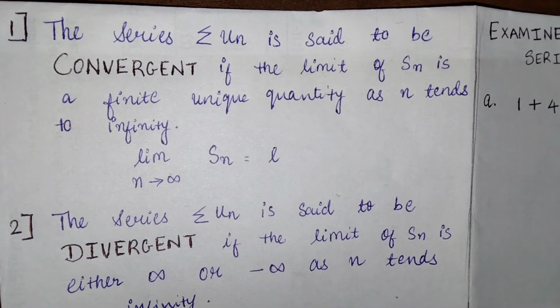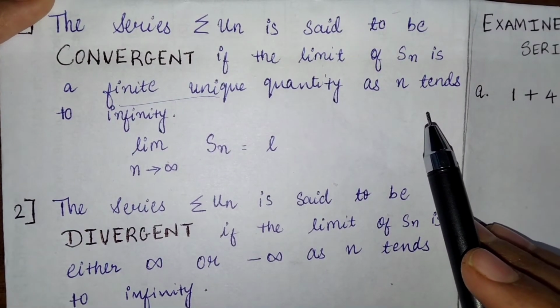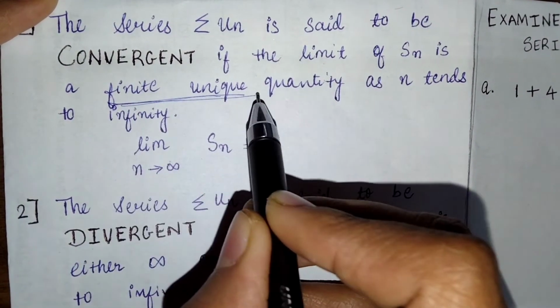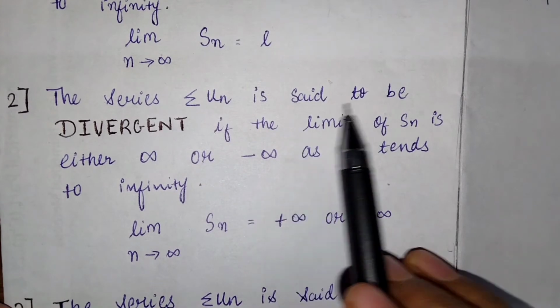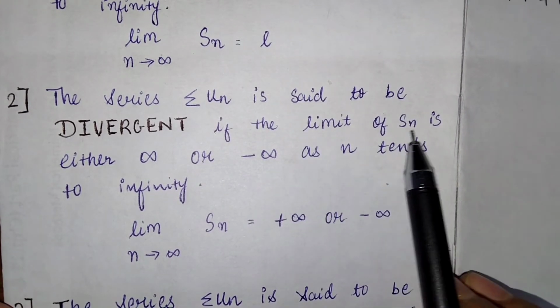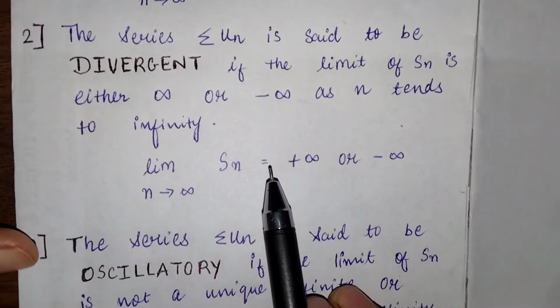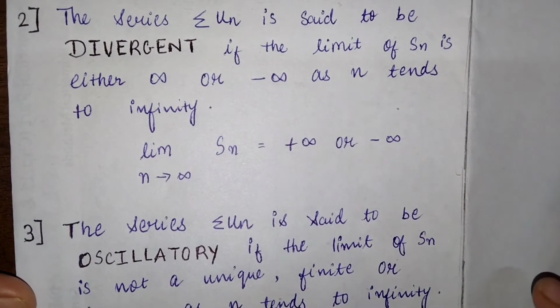So in series also the same thing happens. A series is said to be convergent if its limit is finite and unique as n tends to infinity. So whenever you get a finite and unique limit, such type of series are called convergent. Now a series is called divergent if the limit of the series is either infinity or minus infinity. Whenever you put the limit and you get infinite or minus infinite, such type of series are called divergent.